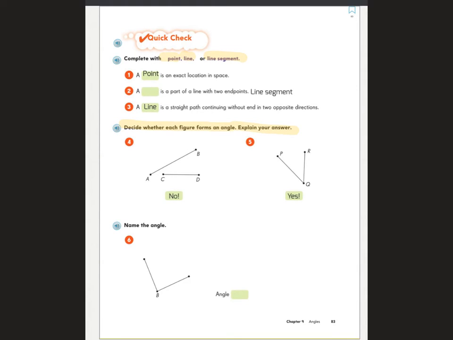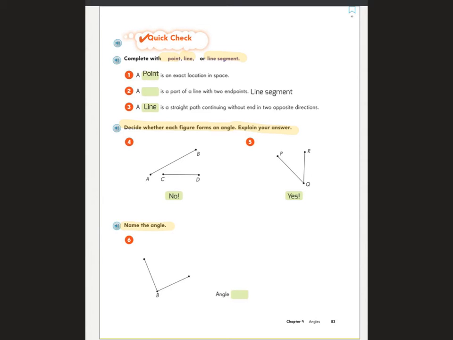Did you try numbers 4 and 5 on your own? If you did, check your answers. For number 4, your answer should be no, that is not an angle. The reason it is not an angle is because the lines don't connect or intersect to form a point. They're disconnected. Number 5 is an angle, yes. The reason it is an angle is because the 2 line segments meet up at a common point, in this case, point Q. Now let's try our last problem on this page, number 6. The directions want you to try and name the angle. So let's take a look at it.